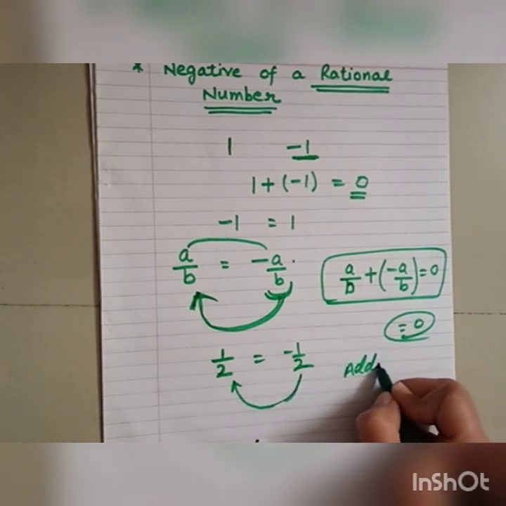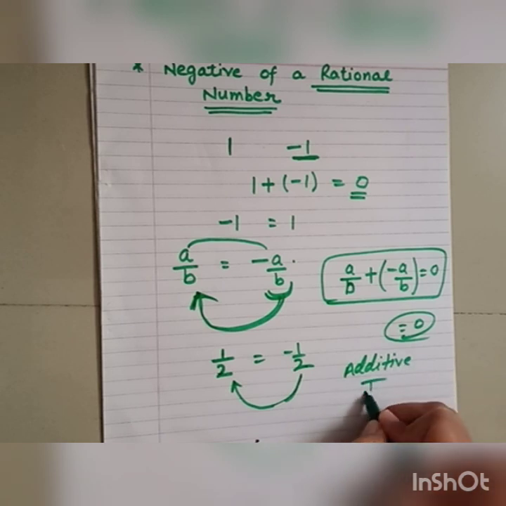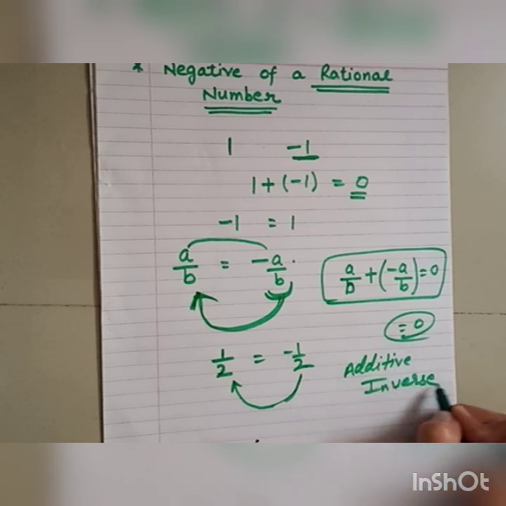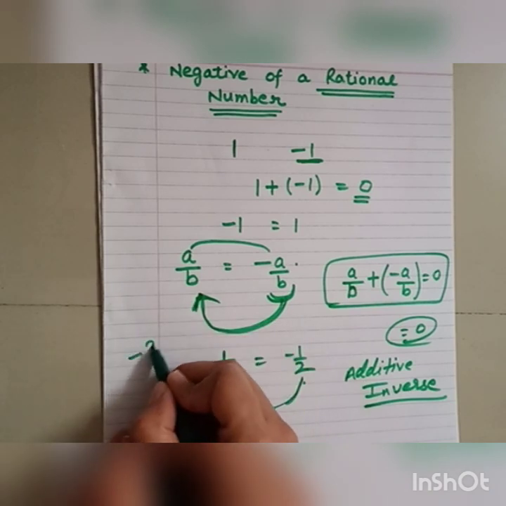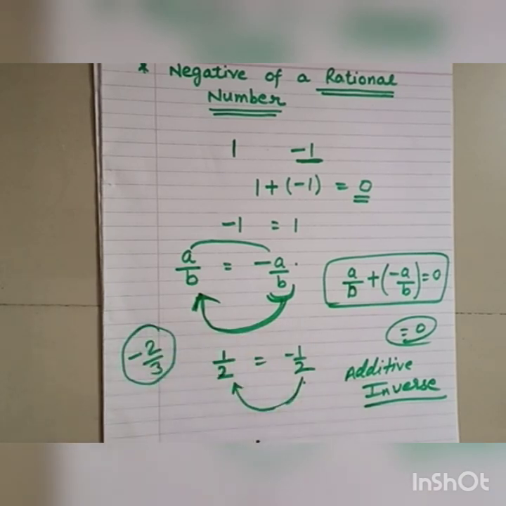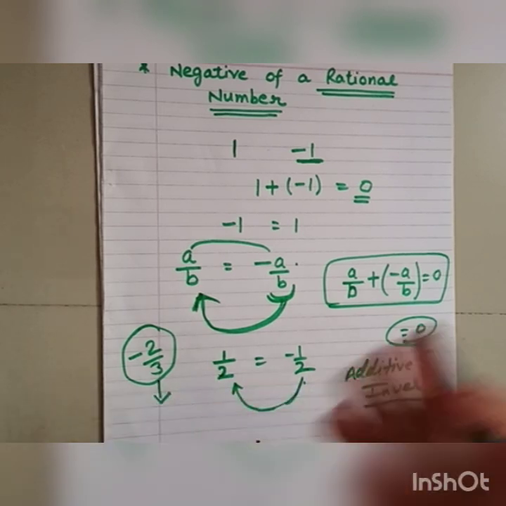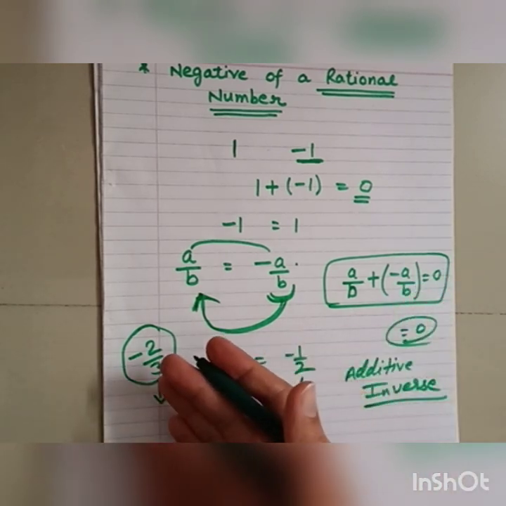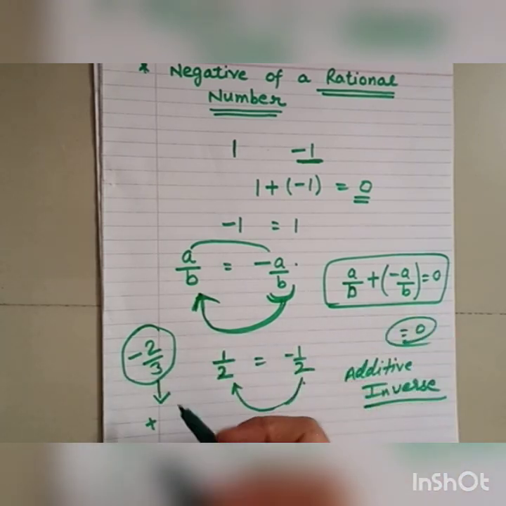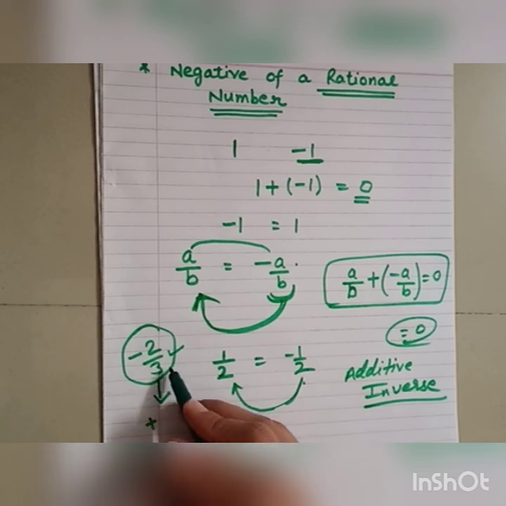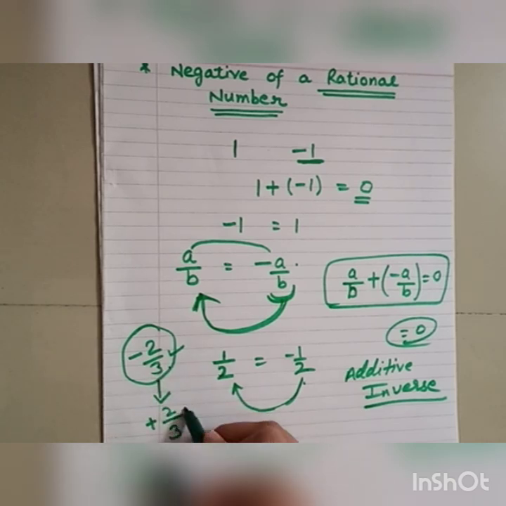One word is also there: additive inverse. This means minus 1 by 2 is the additive inverse of 1 by 2. Okay, now one more example: minus 2 by 3. What is the additive inverse of minus 2 by 3? Additive inverse means opposite. The opposite of minus is plus. You can learn it like this also. The opposite of minus 2 by 3, meaning the inverse of minus 2 by 3, is plus 2 by 3.